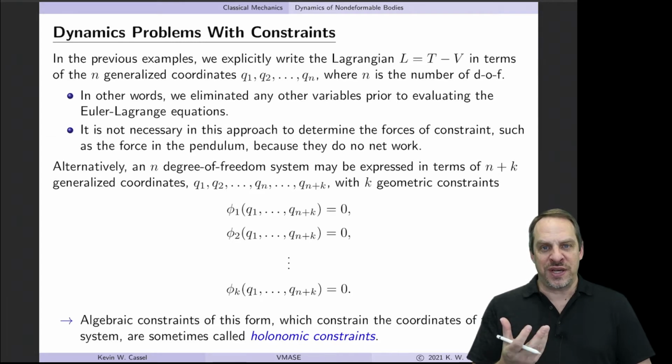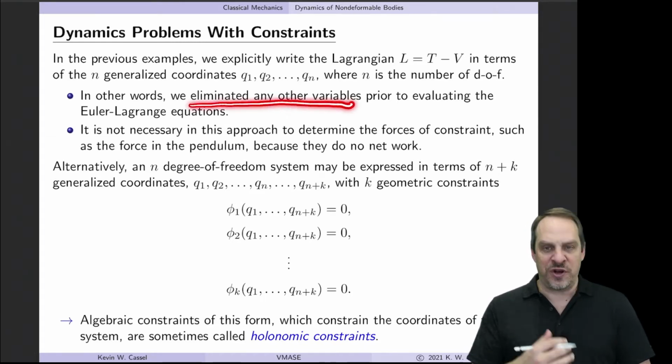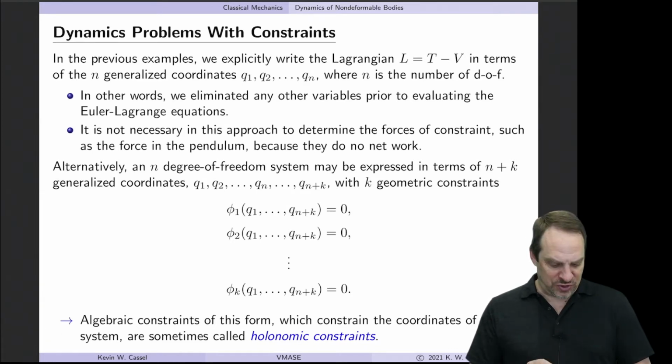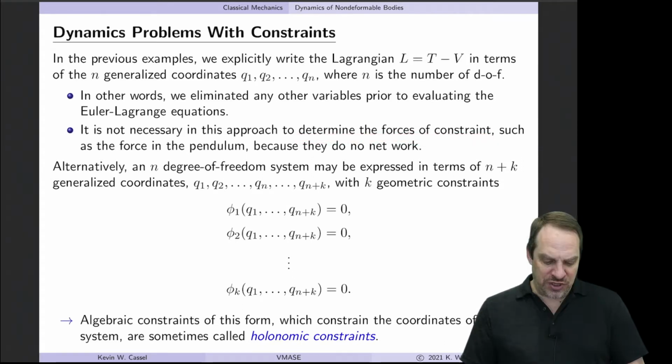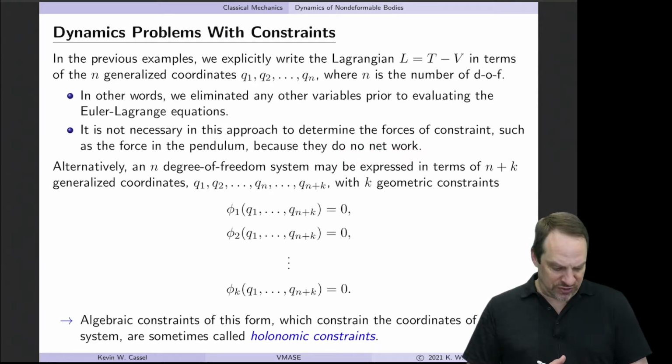So as I said, in the past, when we formed our Lagrangian, we would eliminate any other variables other than those necessary to specify the state of the system, our n degrees of freedom. And one of the nice aspects of using Hamilton's principle that we've seen is that it's actually not necessary to determine the forces of constraint that act on the system. The reason for that is because they don't do any net work. If there's no net work, then we don't have to include it in Hamilton's principle.